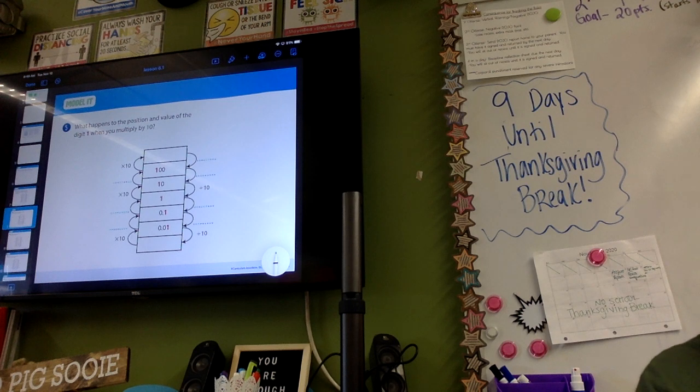Okay, so go ahead, and I have another table for some reason. I'm not really sure. But number 5 says, what happens to the position and value of the digit 1 when you multiply by 10? What happens to that digit? It goes up, and it becomes what? When you multiply 1 times 10, what happens? 1 times 10 becomes 10.